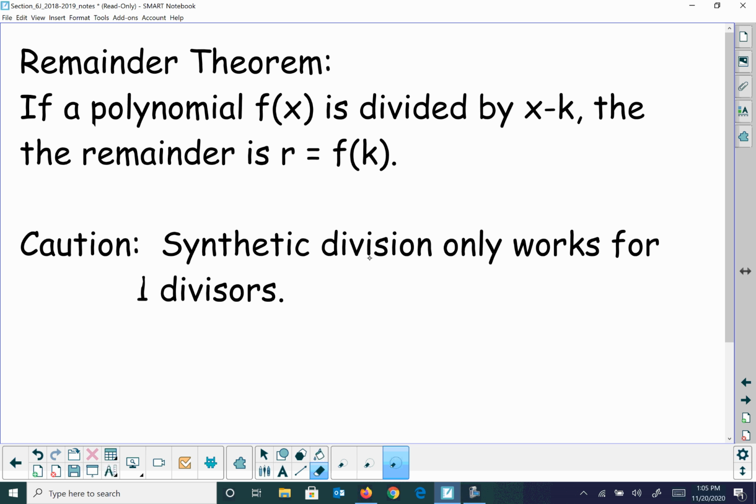Okay, if a polynomial f of x is divided by x minus k, then the remainder is r equals f of k, so we've already done that. And synthetic division only works for degree 1 divisors. So if you have x plus 2 that works, if you had x squared plus 7, it would not work if we did synthetic division.